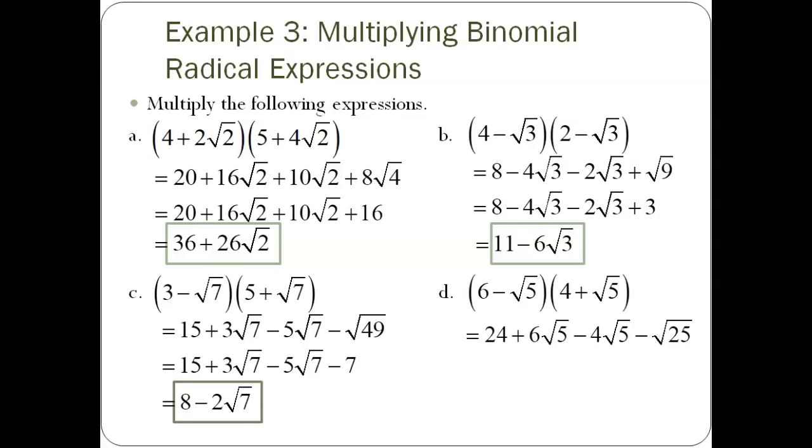All right, square root of 25 at the end there can be simplified down to 5. And then now we can add 24 and the negative 5, and that gives us 19. And then the 6 root 5 minus 4 root 5 is equal to 2 root 5. So we have 19 plus 2 root 5. And that's our answer.